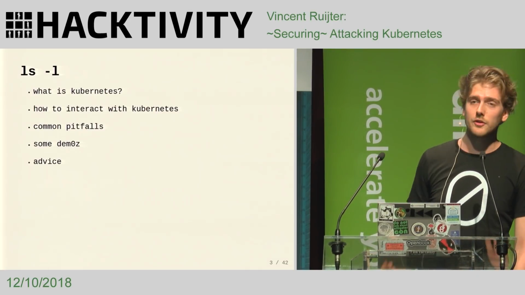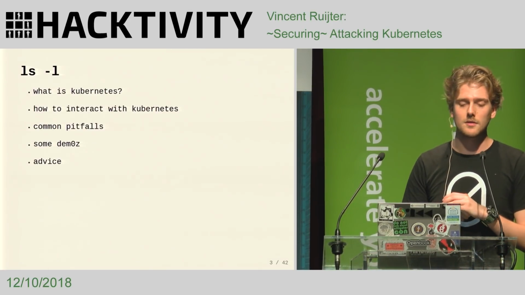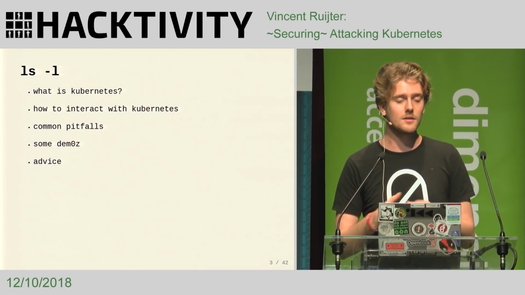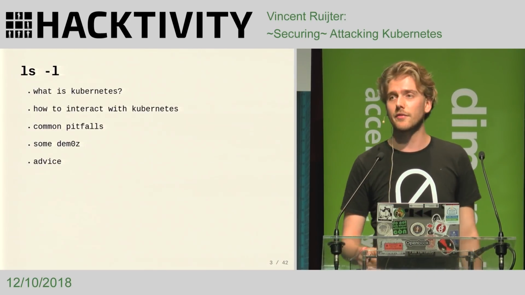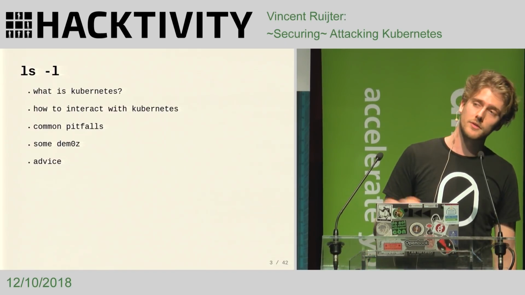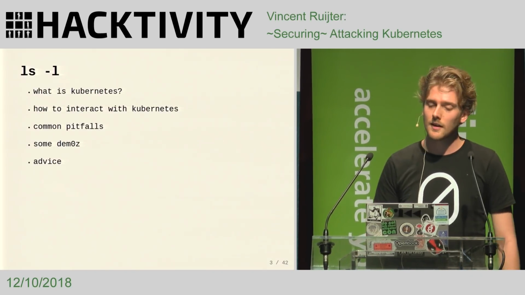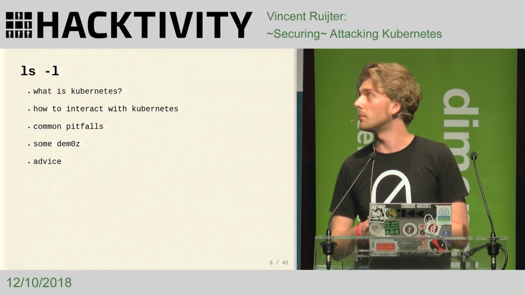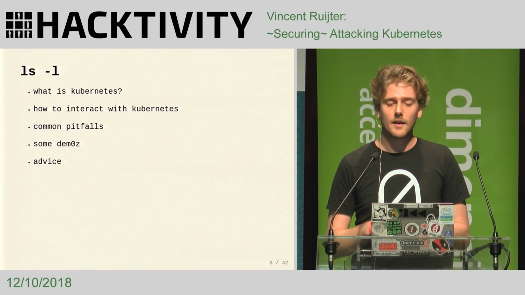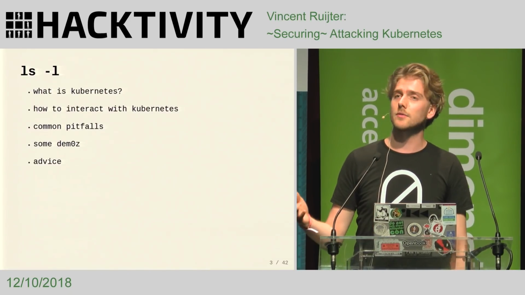I will first talk about what Kubernetes is, who developed Kubernetes. Then I'll talk about how to interact with Kubernetes and the Kubernetes API. Then I will talk about some common pitfalls you might find when setting up Kubernetes and some stuff you can exploit when you're attacking Kubernetes. And then in the end, I will give some advice on how to harden your cluster and your nodes and maybe your pods. And I should say that Kubernetes moved quite fast with development.